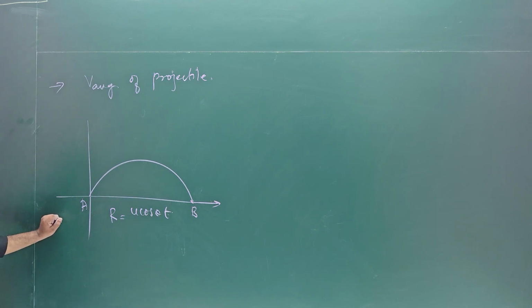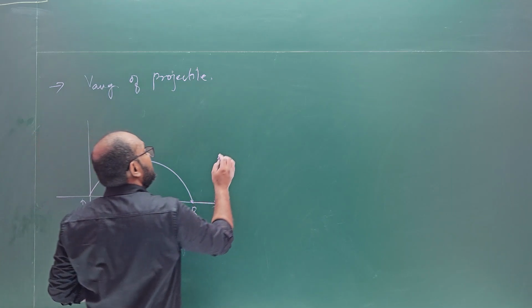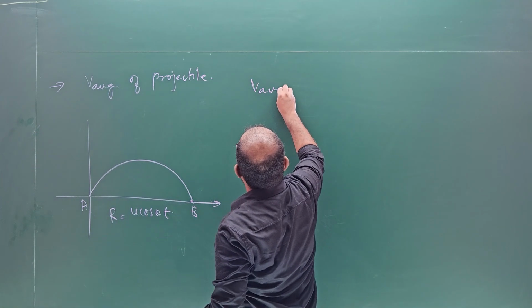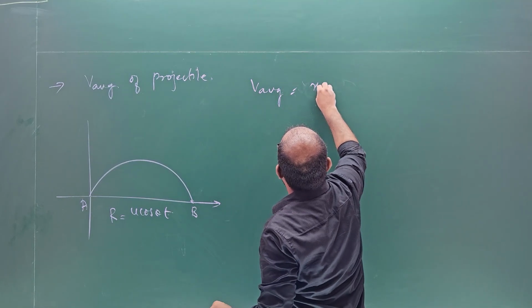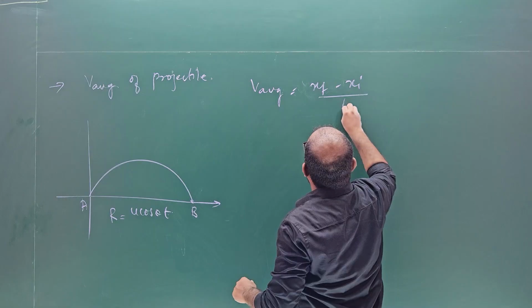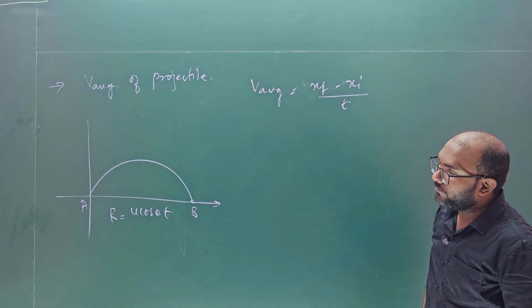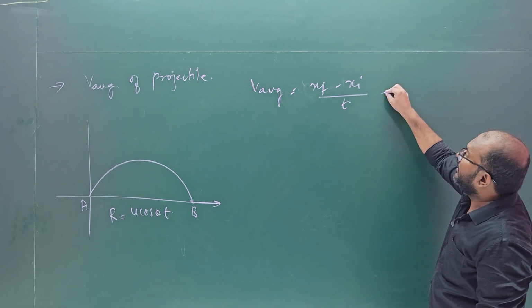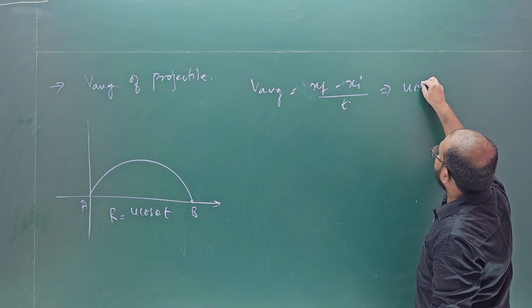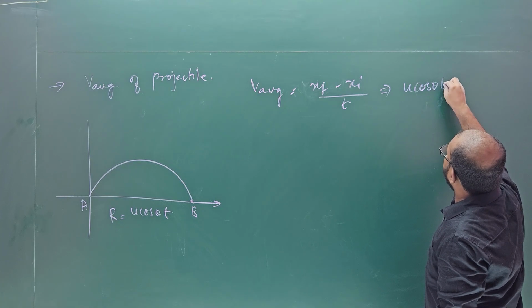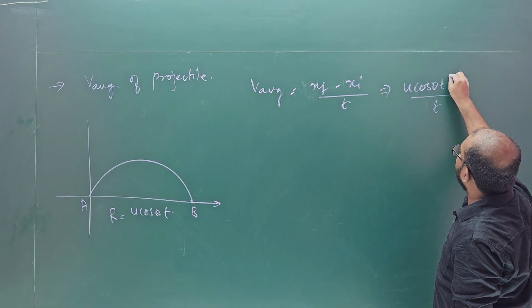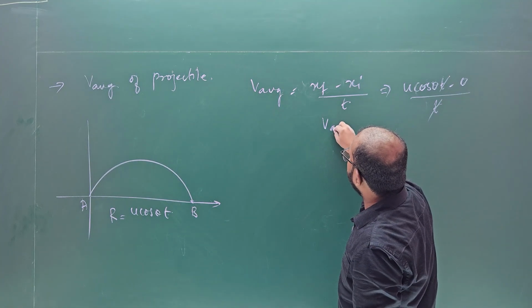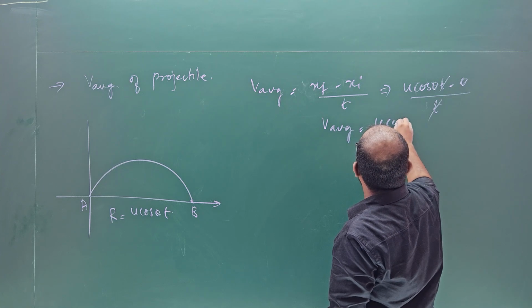Yes or no? That means, can I say average velocity can be calculated from final minus initial upon time. So V average is nothing but X final minus X initial upon time. What is your final position? Final position is U cos theta t minus 0 upon T. That means t gets cancelled. So throughout the projectile, V average is nothing but U cos theta.